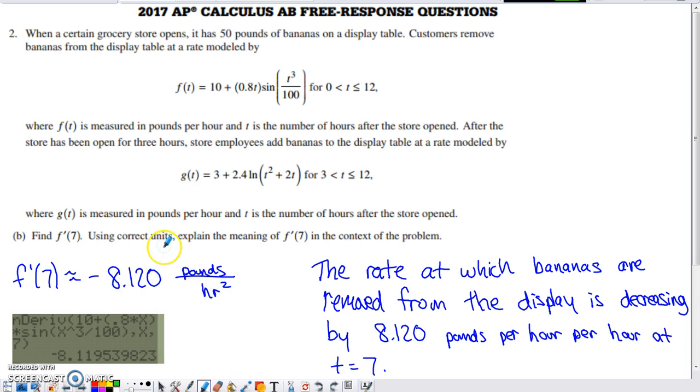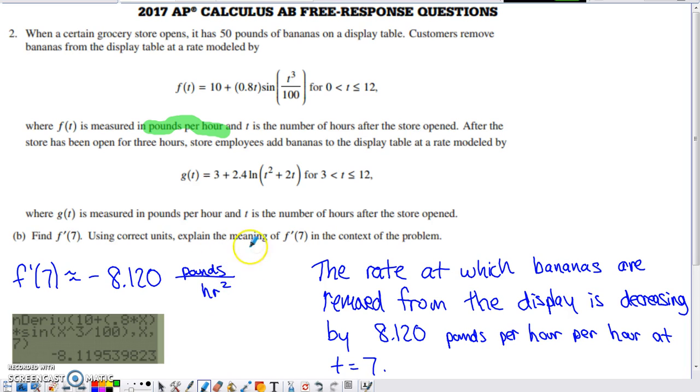Does ask you for units, right? So the units of this function are pounds per hour, right? And we've done the derivative with respect to t. So on the y-axis, if you graphed f of t, you'd have pounds per hour. On the t-axis, you'd have hours. So we're looking at pounds per hour per hour, or pounds per hour squared for the units of this computation.